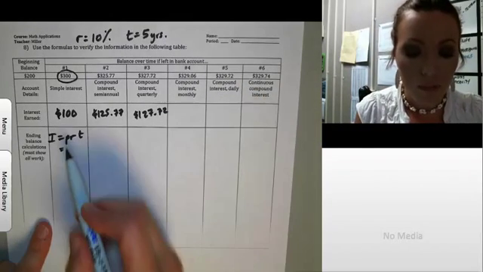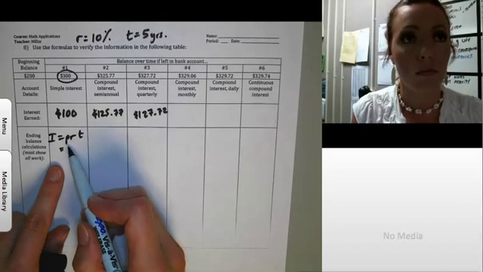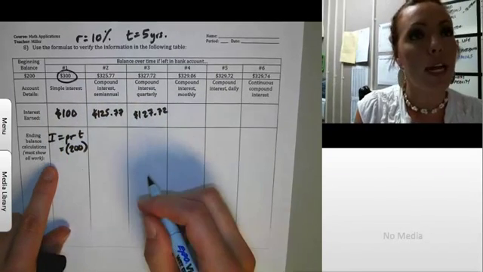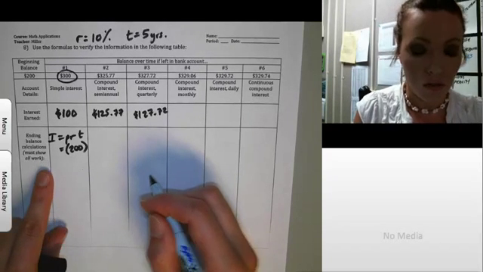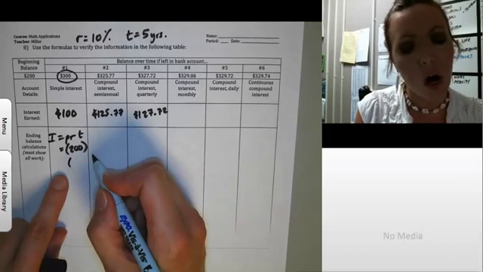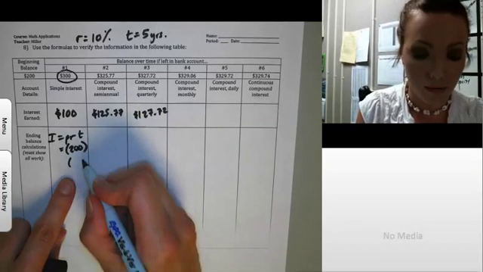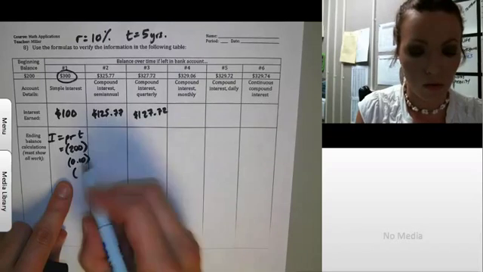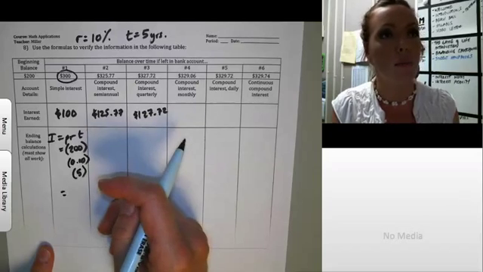So who can tell me what I'm putting in for P in this one? 200, that's the amount you originally put in. R, I'm putting in how much? If R is 10%, and I want to put the 10% as a decimal, that's what? 0.1. And T, how many years was it in there? 5. Okay, so if you now punch all of that into your calculator, what do you end up getting?